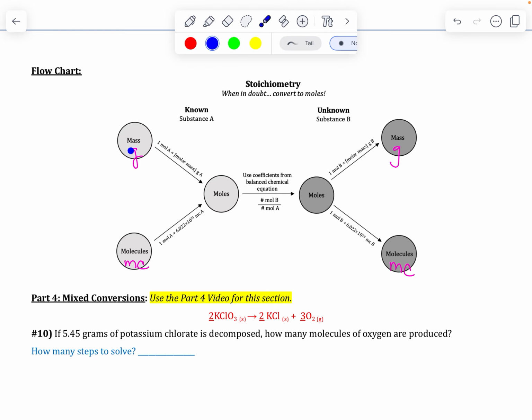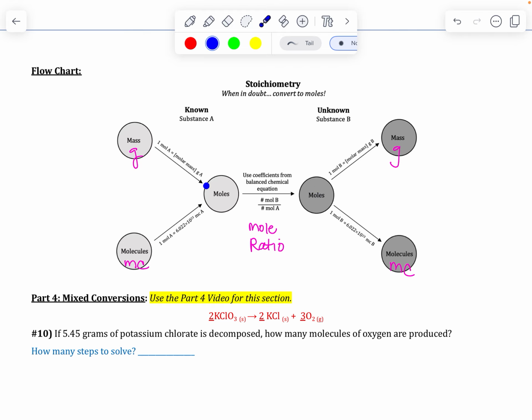We know we can represent any substance in terms of 3 units: mass, which is a unit of grams, moles, or molecules. And then we use the coefficient from our balanced chemical equation to write our mole ratio. And so with this, we can start and end wherever. Our problem might have us starting at moles of one substance and ending at molecules of another. Maybe we're starting at mass of one substance and ending at moles of another.